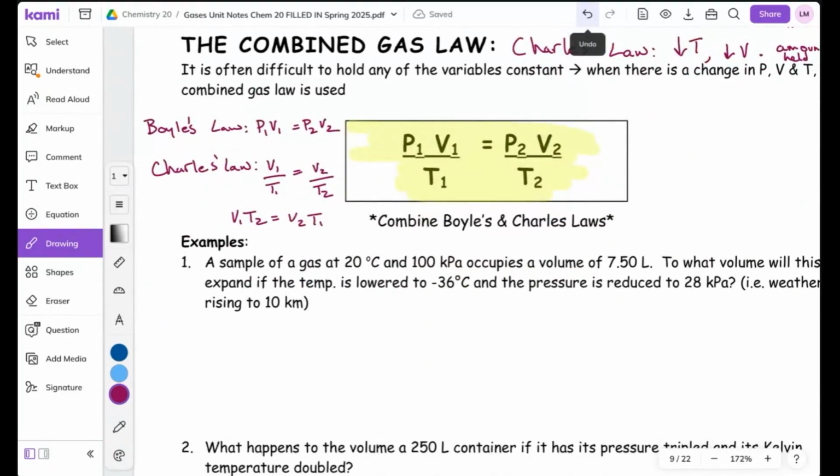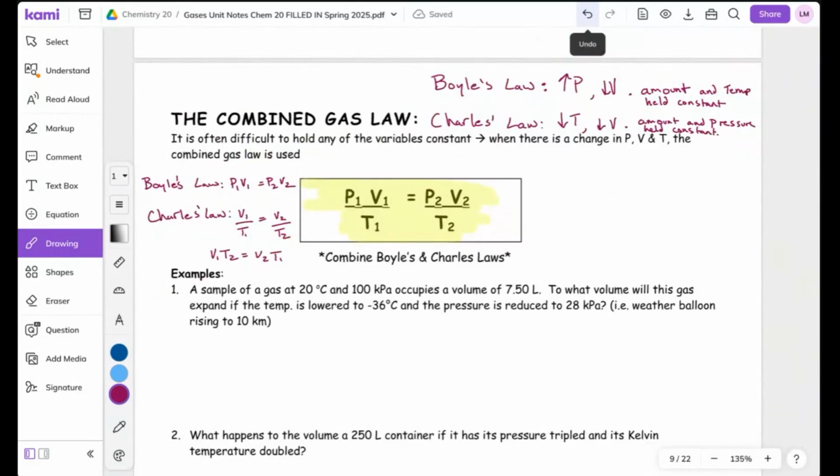So you know that you're going to have to use the combined gas law when there's been a change in pressure, temperature, as well as volume. Whereas if the question only talks about pressure and volume, you use Boyle's law. If the question only talks about volume and temperature, then you'd use Charles's law.